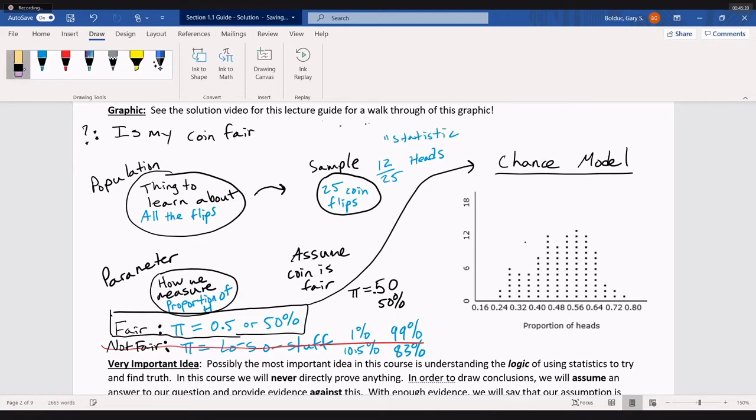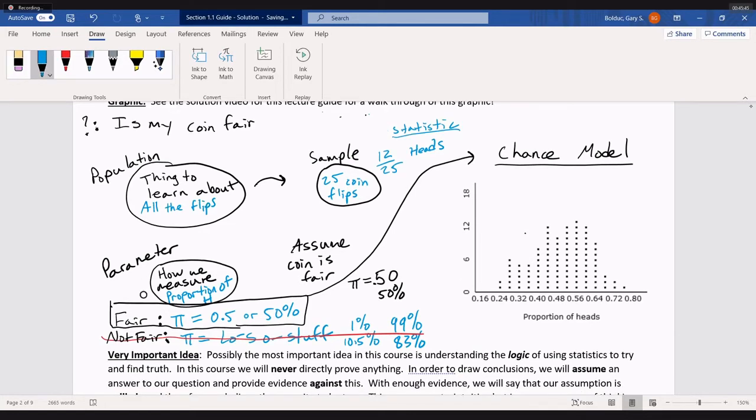Don't know why I'm quoting that. That's our statistic. What do we do now? Well, now the question is, I have this actual statistic. I have these 25 coin flips. Does my real data fit the coin being fair? If the coin is fair, does my data fit that?